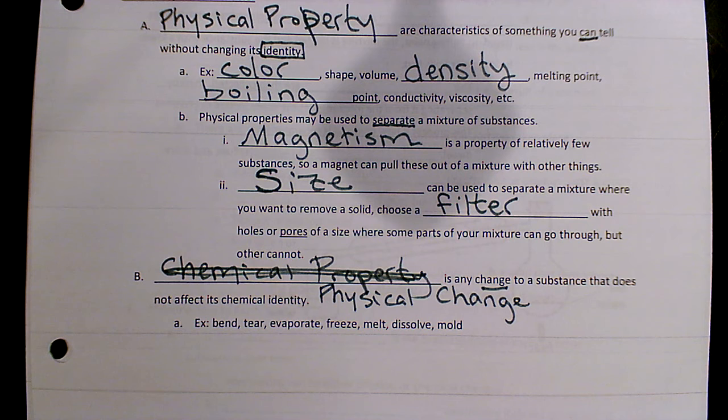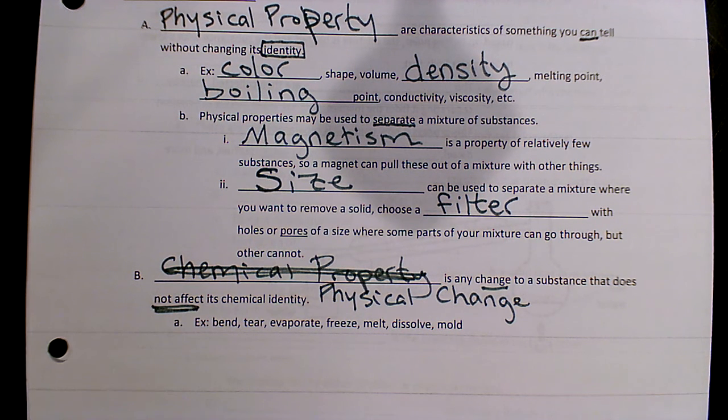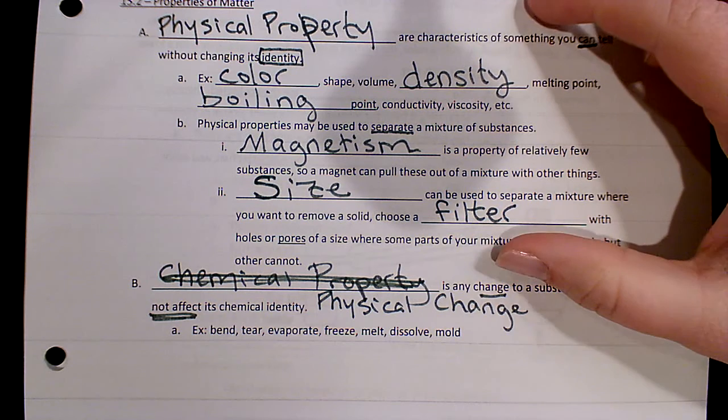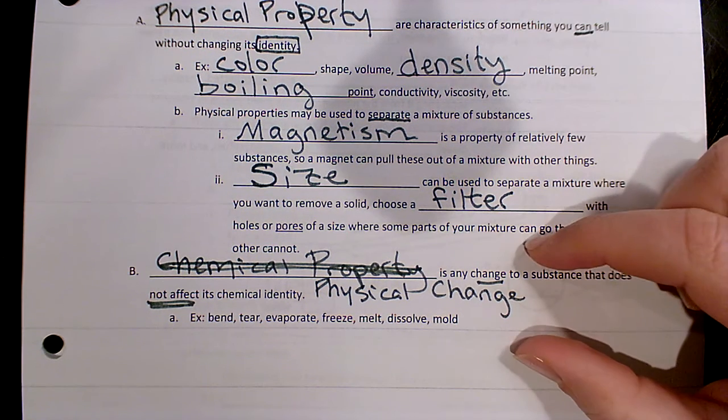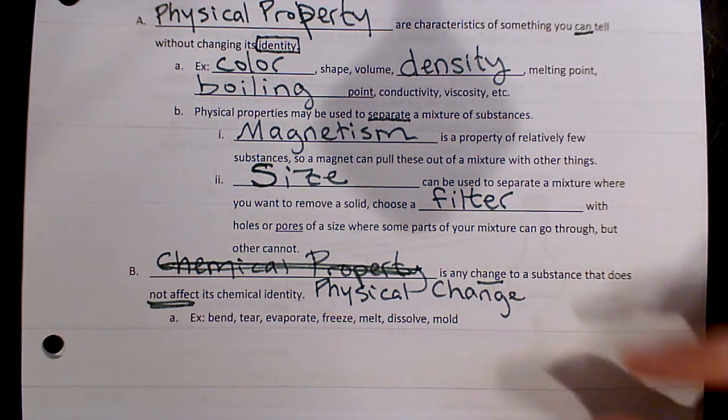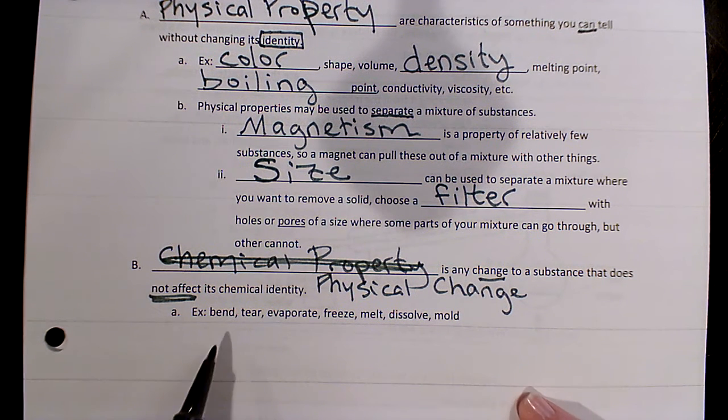Okay. So this is a change to a substance that, again, does not affect its chemical identity. You can think of these as just observations, things that we can observe about it, and these are things that we actually do, that we do change about it. So if I take something and bend it, that's a change, it's changed, but I have not changed what it is. Okay, it is still the same thing.